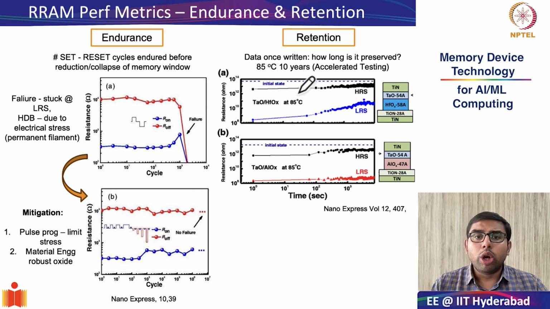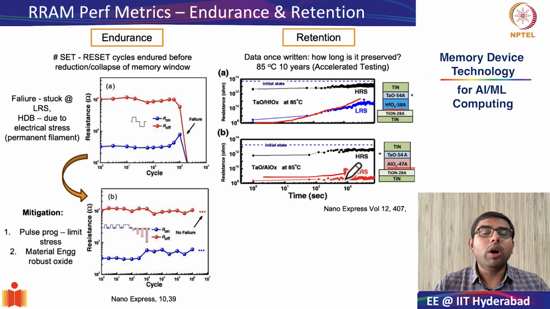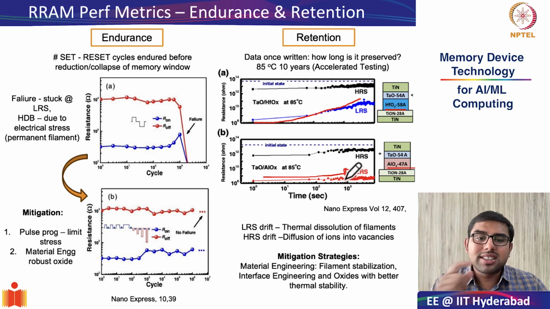As you can see from this image, by changing the material from hafnia to alumina, keeping everything else the same, the drift in the low resistance state can be curtailed. As you can see in hafnia films, there is a drift in the low resistance state, but when you use the same configuration with alumina, the low resistance state drift is curtailed to a very large extent. Why is this the case?